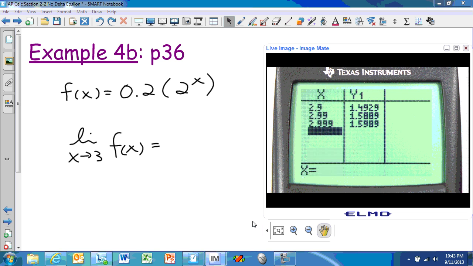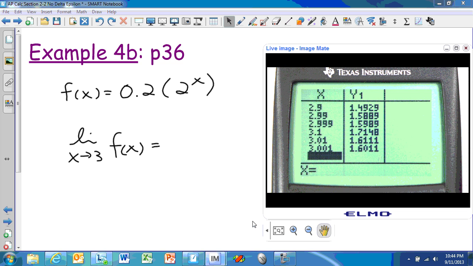So let's start out at 3.1. That's a little bit further away from 3 on the right side. It's the same distance as 2.9 was away, but we'll start there, and we're at 1.71. Let's get a little bit closer, 3.01. That's 1.61, which is not too bad. Let's get even closer, 3.001, and I get 1.6011. So at 2.999, I was at 1.598, and at 3.001, I was at 1.601.